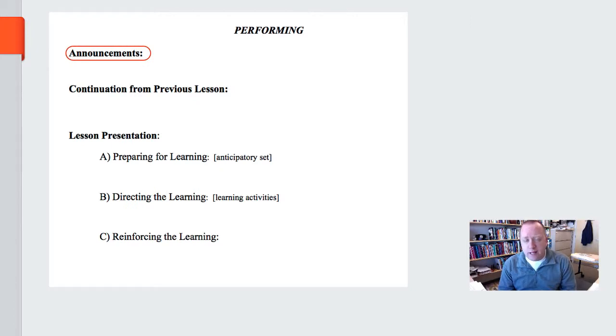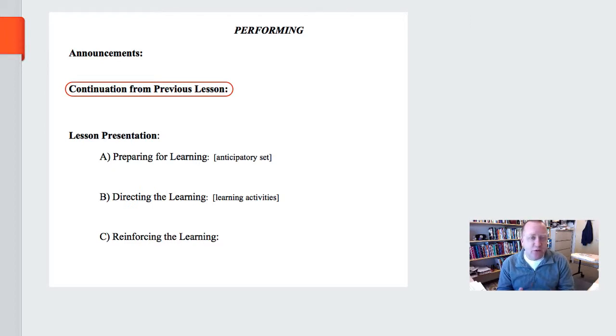We'll talk more in class about what that detail ought to look like and how you can put all of this together. But for now, let me just give you a quick overview of the different sections here so you're familiar with the template. There's a little space here at the beginning of the performing section for you to take care of some business, announcements and things like that. There's also this section, the continuation from a previous lesson. This will be difficult for you as a practicum student because your lessons won't be sequential, but you ought to try to find a way to tie whatever you're doing today into what you did yesterday or the day before if you're on a block schedule.